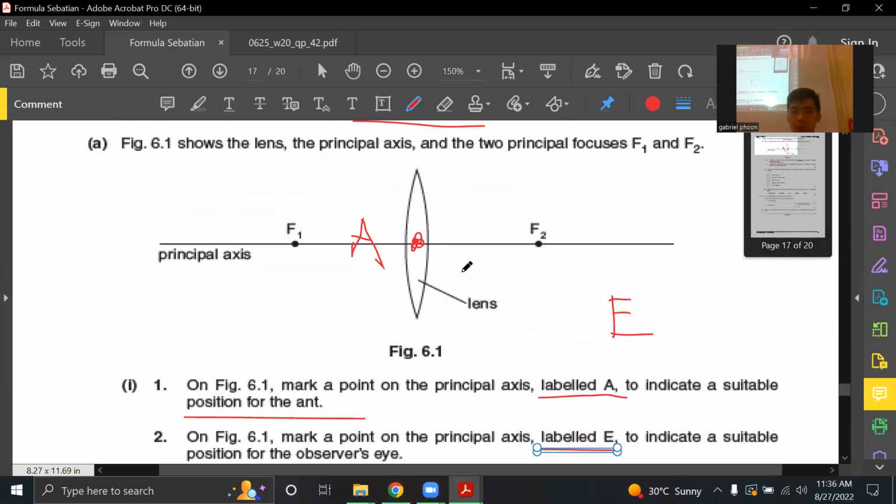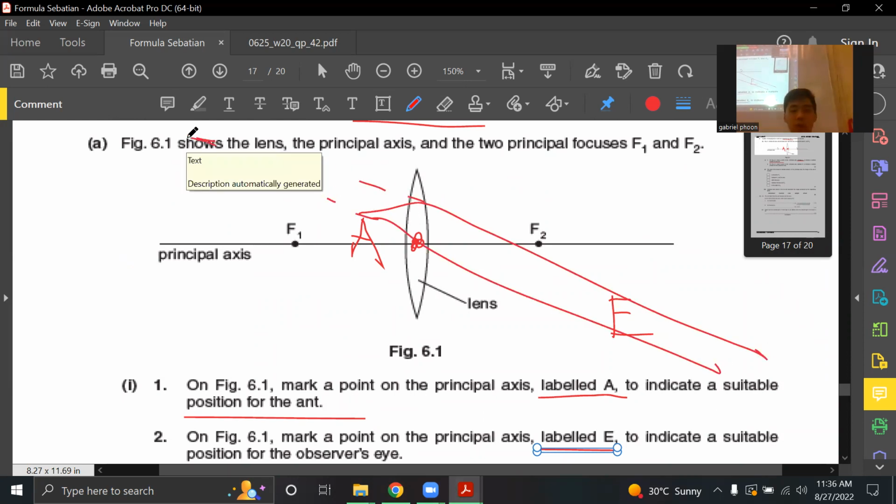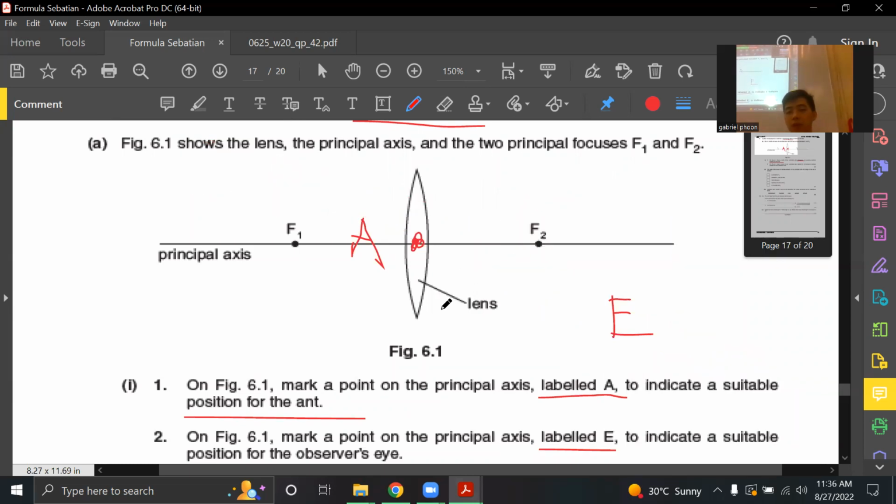Okay, but if you draw the real light rays, it's going to be like this, and like this. But they don't ask you to draw the light rays here, so don't draw the light rays. But you should have the mental image of it.